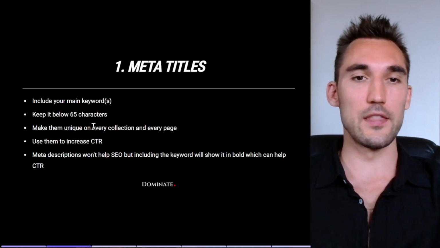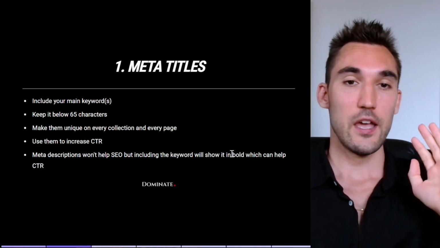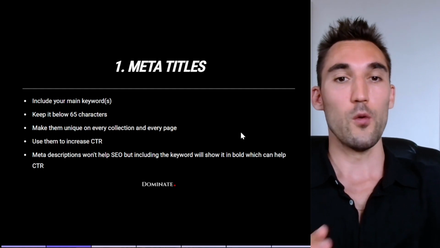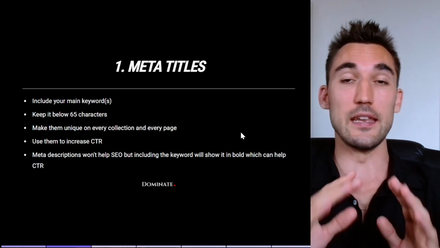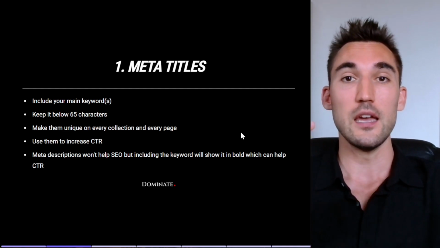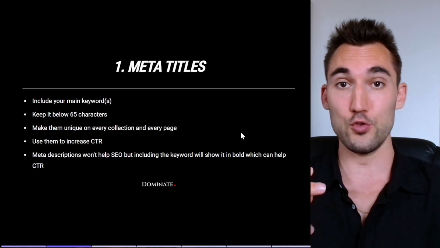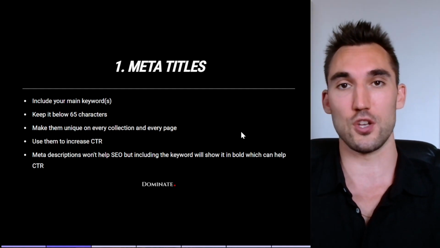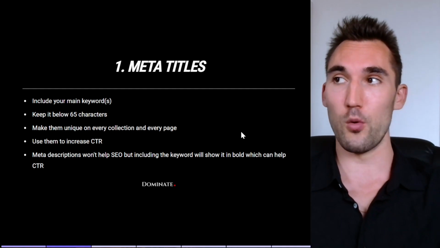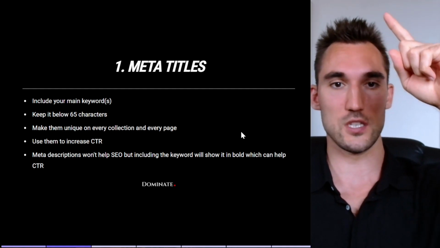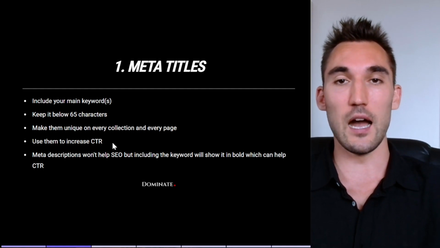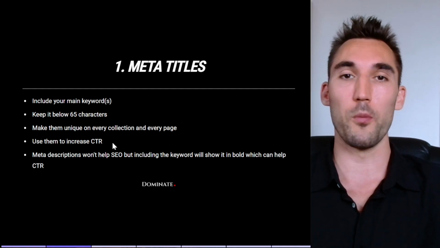Now, the next thing is you need to make sure that they're unique on every single product and every page on your whole website. Whether it's a collection, a product, or a page, they need to be unique. You don't want to have 2, because otherwise you're going to have 2 pages competing to rank for the same keyword, and then both are just going to rank lower. That's called keyword cannibalization. If you want to know more about that, go watch my video on keyword cannibalization. There's a link above. You also want to use your meta titles to increase the CTR, the click-through rate of your page, to get more people to actually click it.